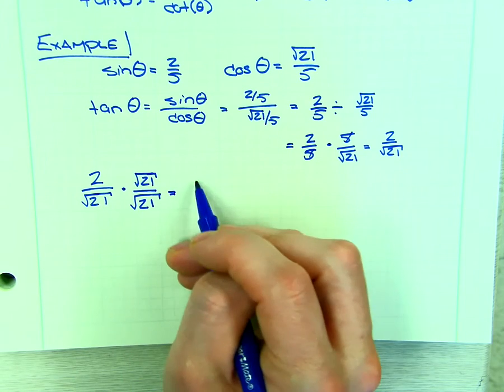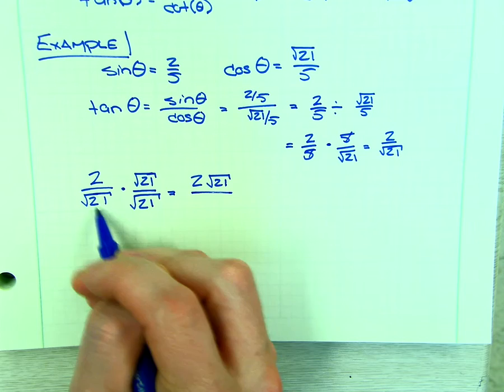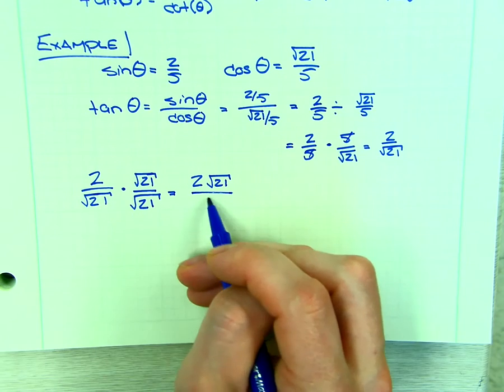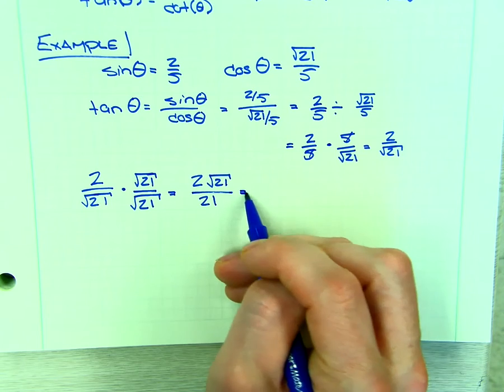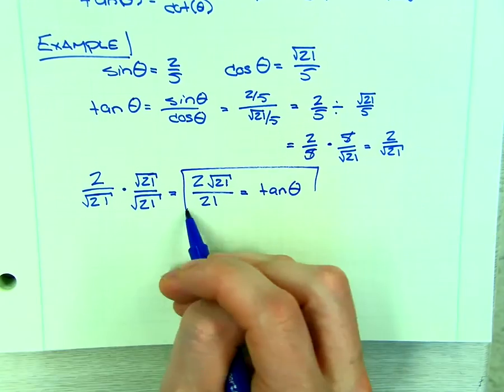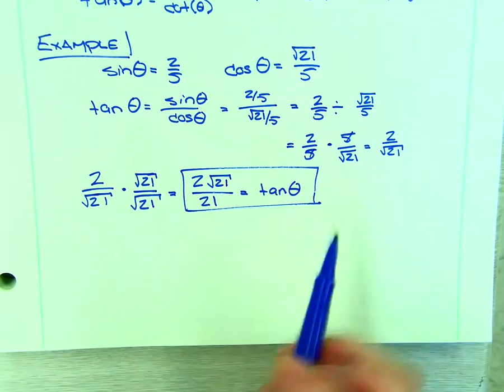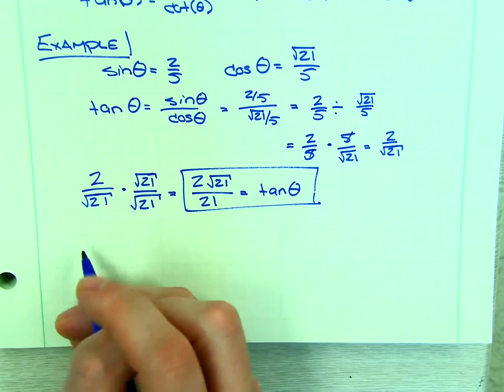And so after I do that, I get 2 square root of 21 divided by 21, because square root of 21 times square root of 21 is just 21. So this is going to be equal to my tangent of theta, tan theta. Awesome. So I've got my sine, my cosine, and I calculated my tangent. Now let's figure out what our other three are.